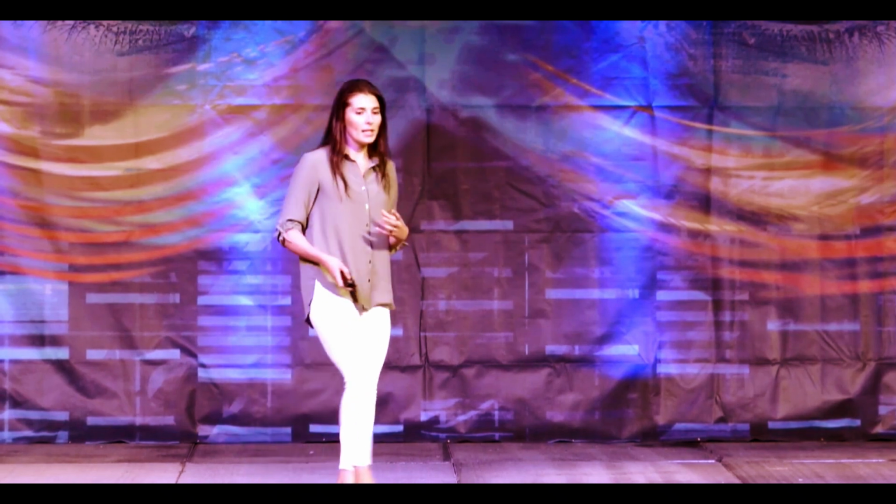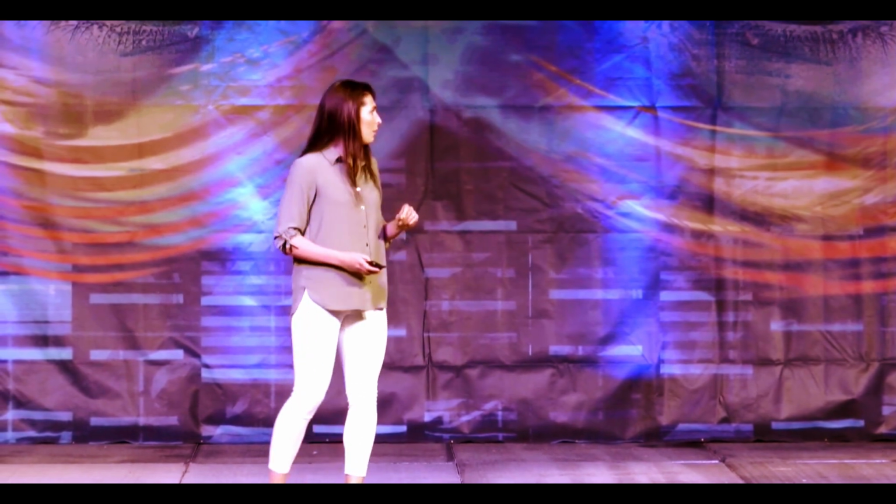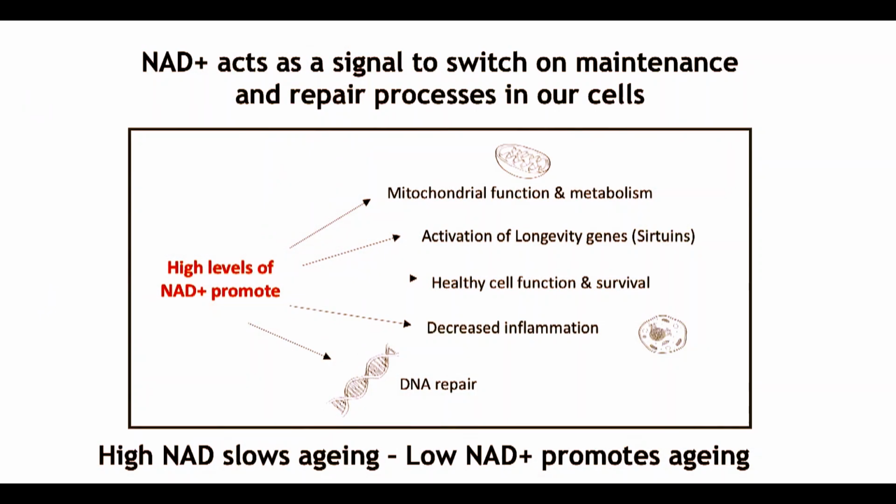So when you're young and you've got really high levels of NAD, all of these repair and maintenance pathways are literally switched on to the max, making sure that your cells are all in good health. But as you get older and these NAD levels start to decrease, you then find that they start to get turned down. And this is being implicated in the reason that we get the symptoms of aging.